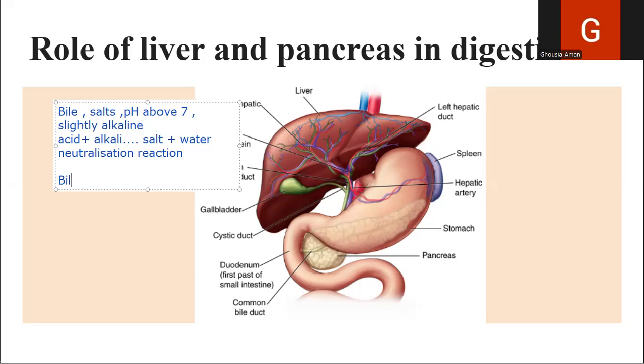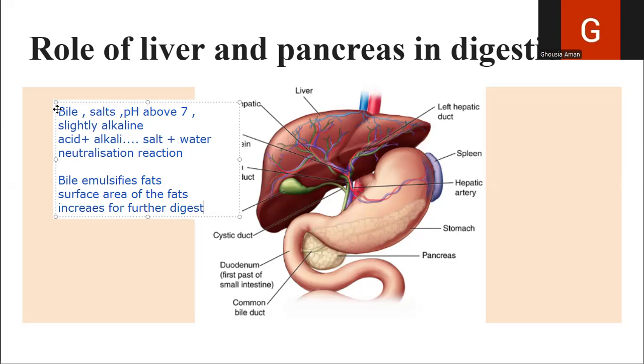So what is the function of bile? Bile emulsifies fats. What is the meaning of emulsify? Emulsify means the bigger molecules are chopped into tiny molecules, but it is not digestion. Just the bigger particles will be chopped into tiny particles and the surface area of the fats increases for further digestion to take place.